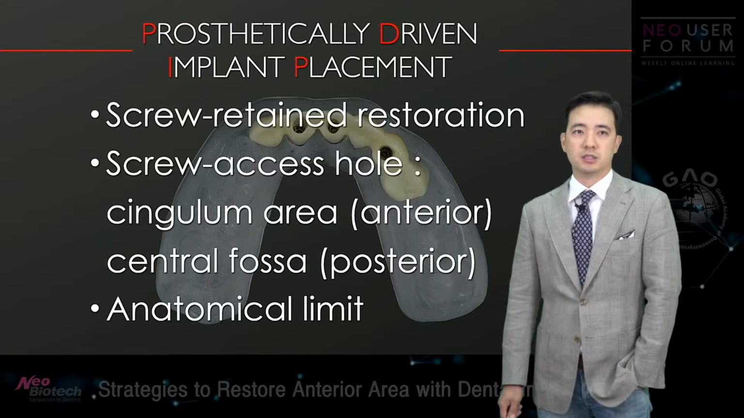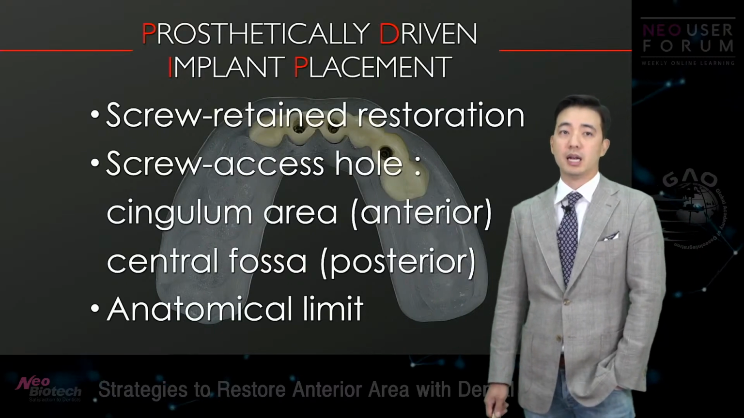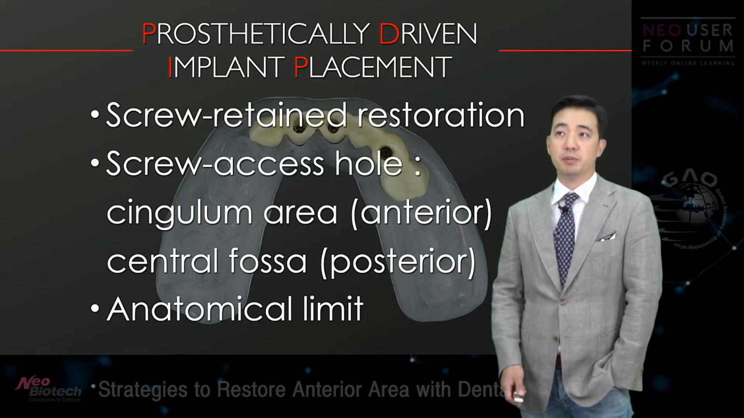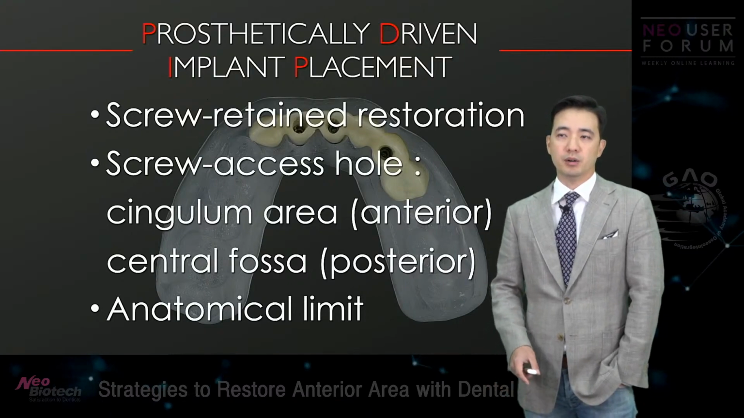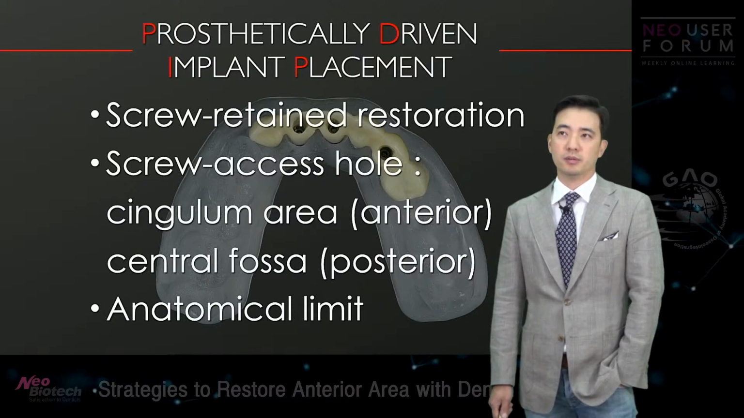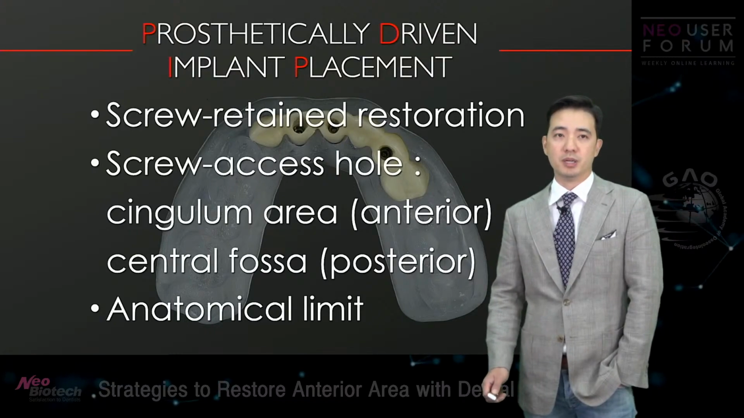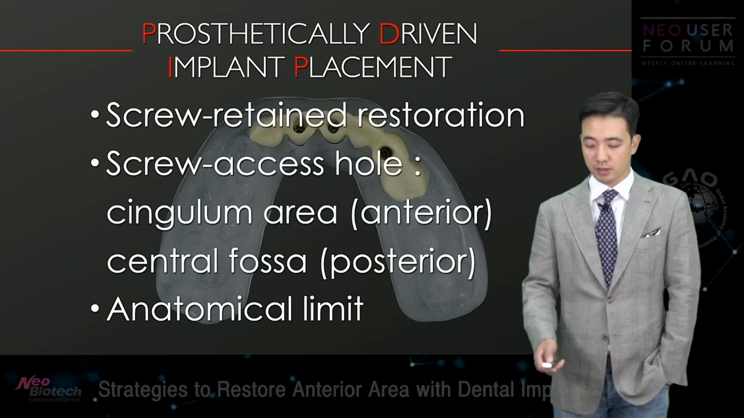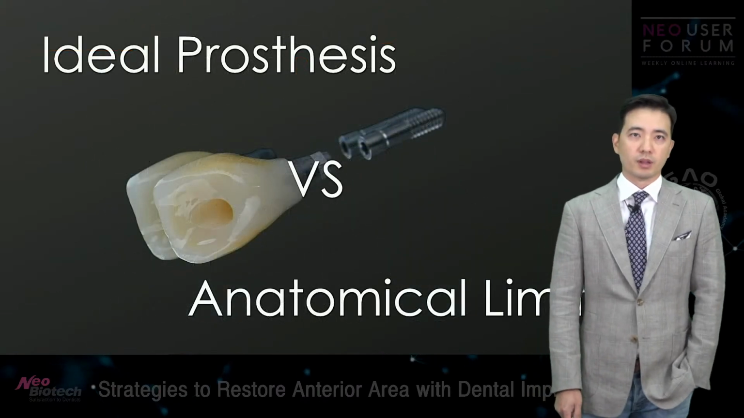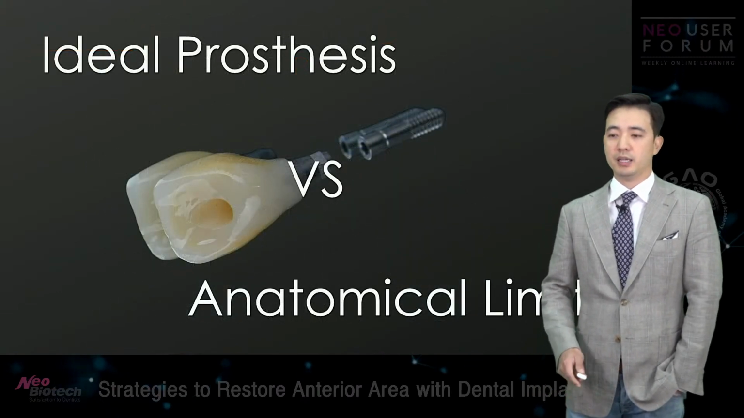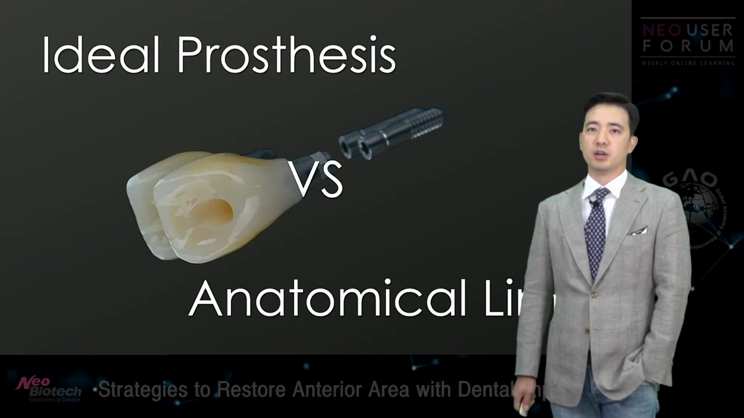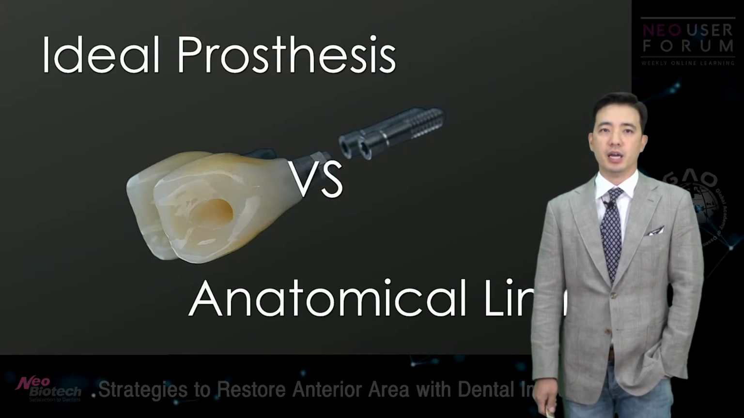But there is always some anatomical limit. Even if you want your screw access holes to come out where they're supposed to, it's just not possible all the time because of the anatomical limit. We always have the ideal prosthesis in mind, but sometimes you have to compromise because of the anatomical limit.